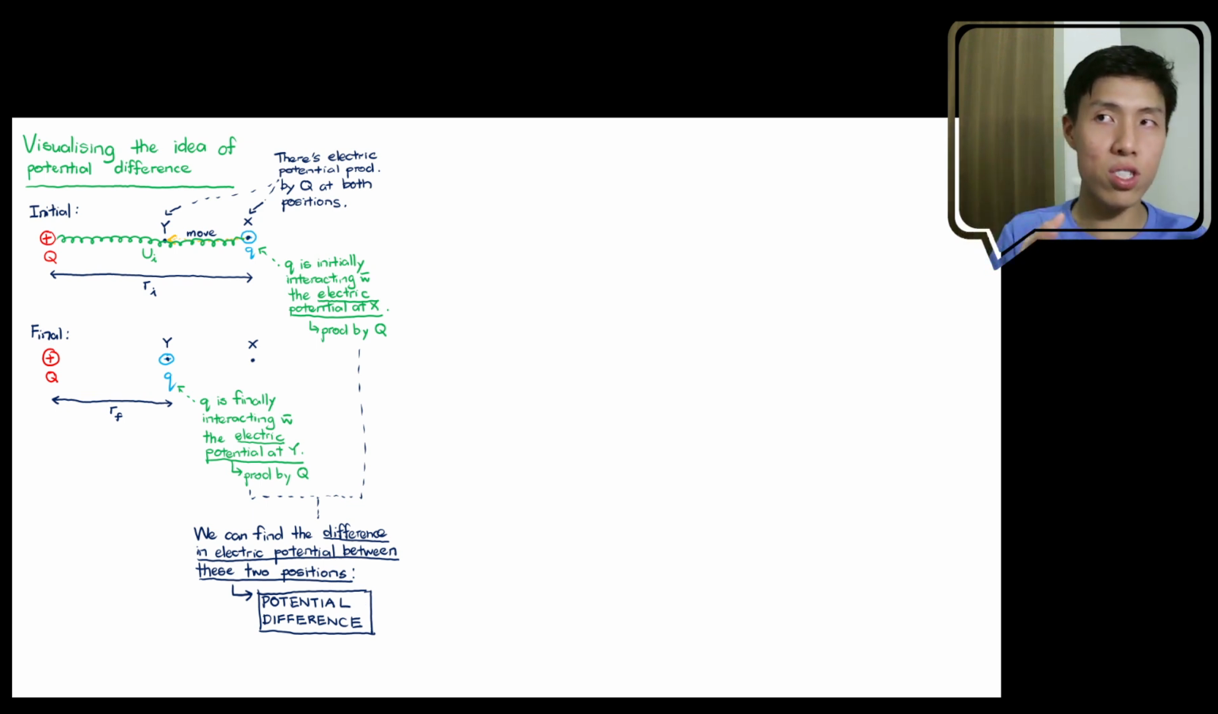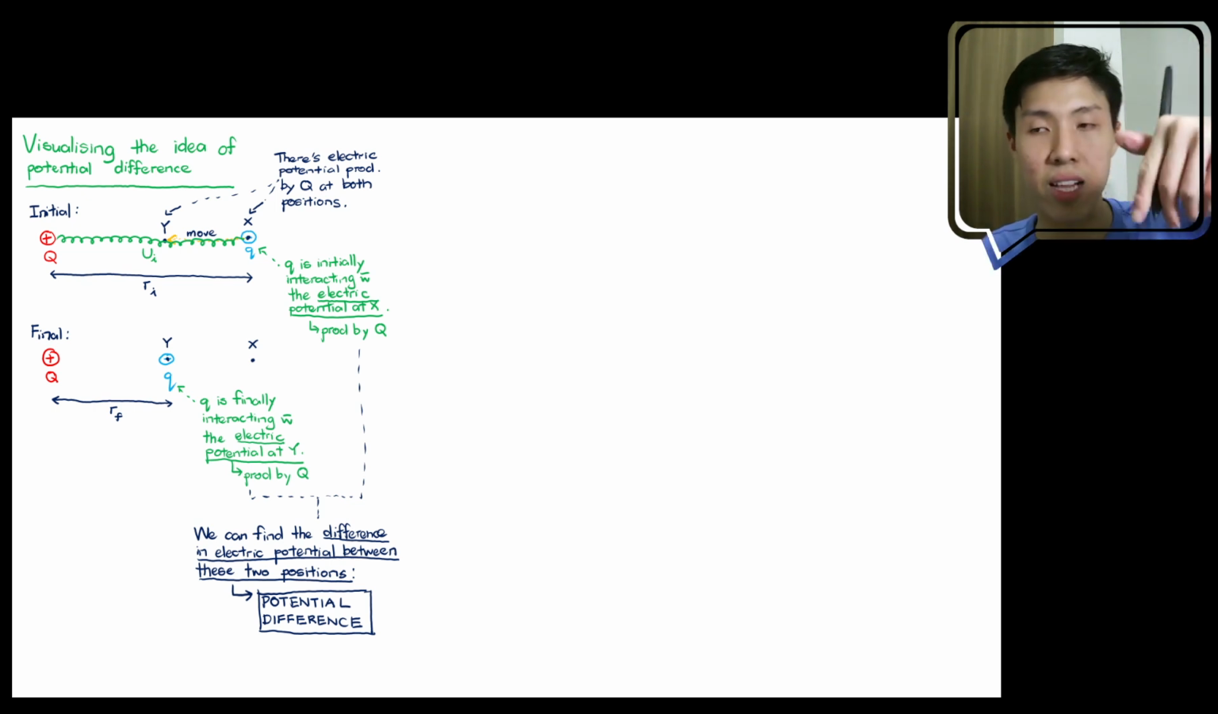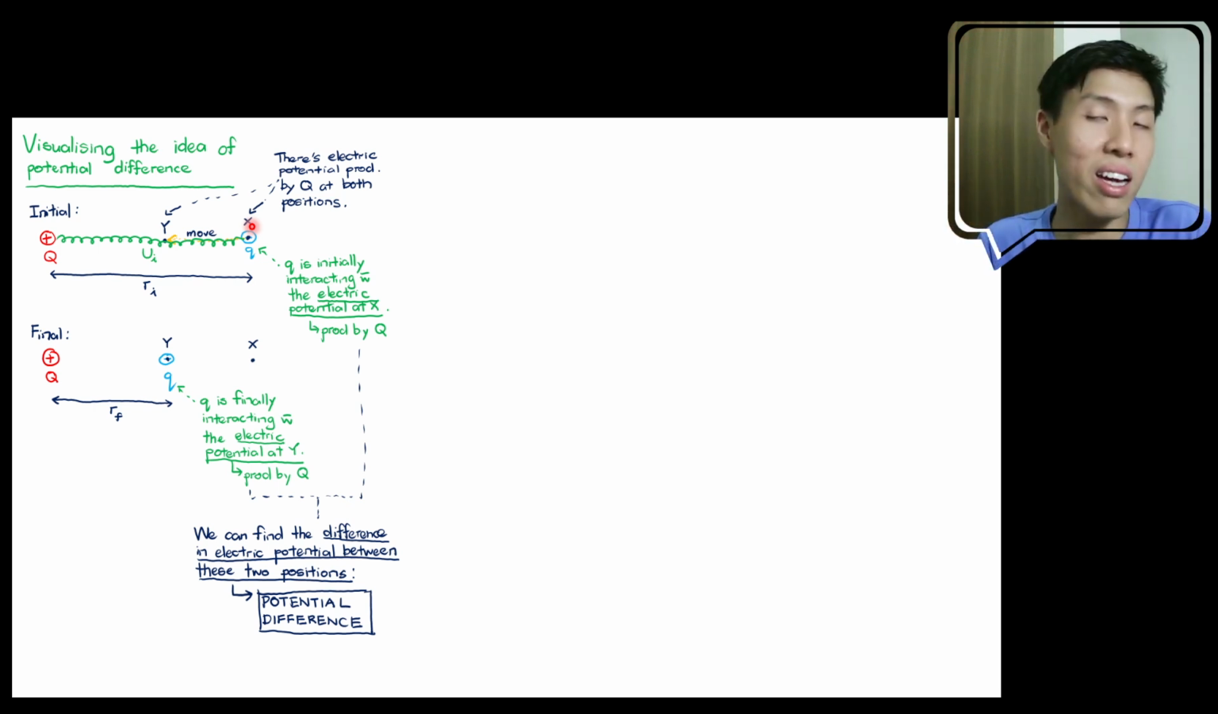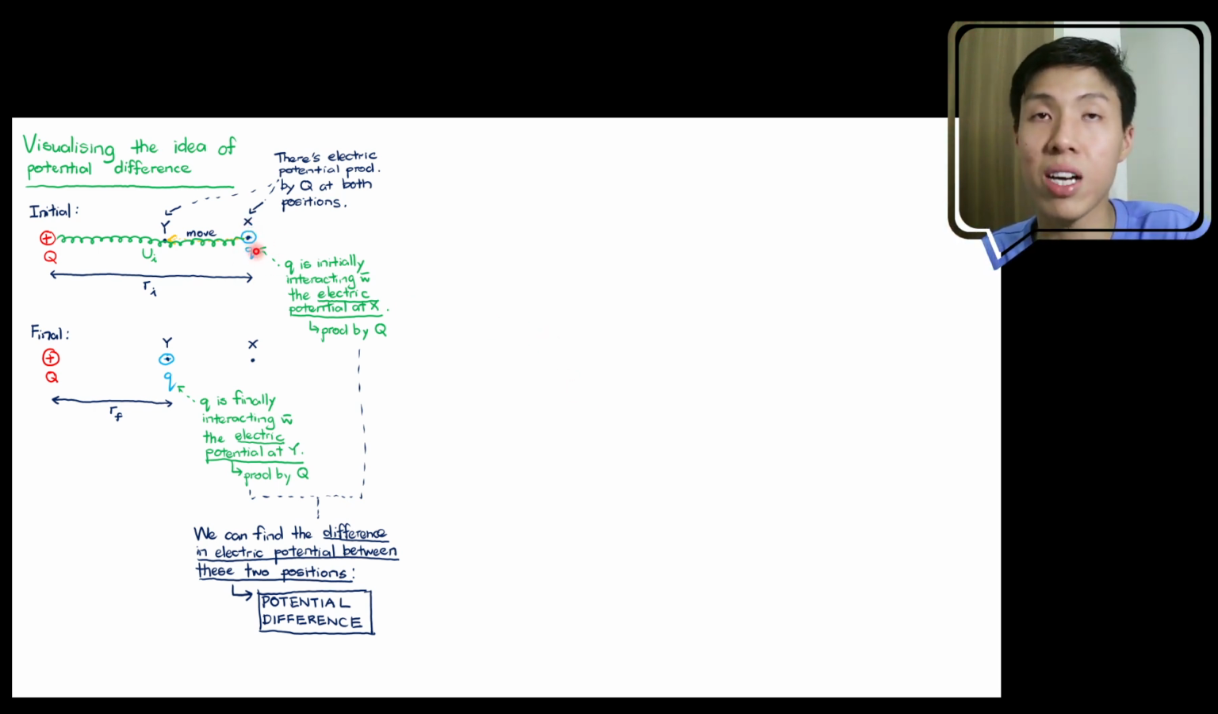We're not talking about the change in electric potential at the position. I'm not saying that the electric potential at X is initially weak, then after some time later, the electric potential at X becomes stronger. No, this is not the kind of difference that I'm talking about. The potential difference that we are talking about here is the potential difference between two different locations. Let's say position X has an electric potential, position Y has an electric potential. If you find the difference between the electric potential of these two positions, that value is called the potential difference.